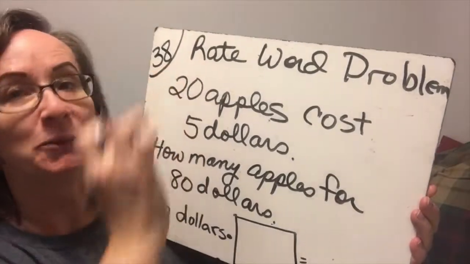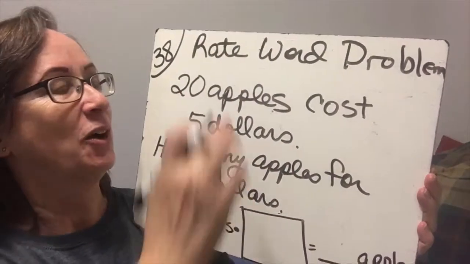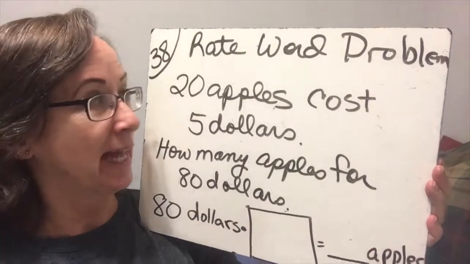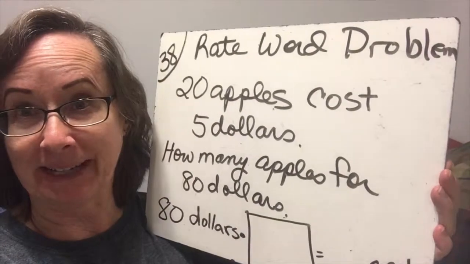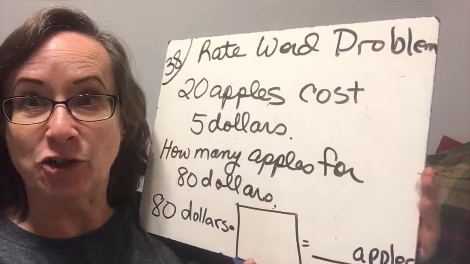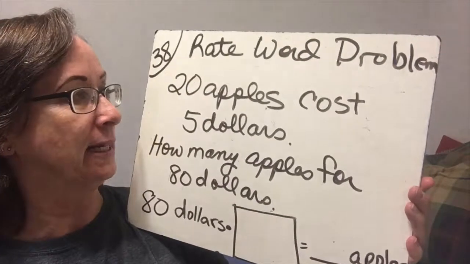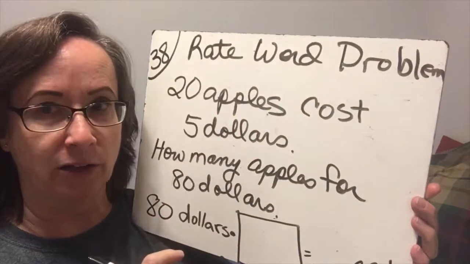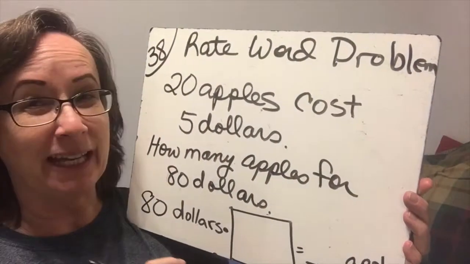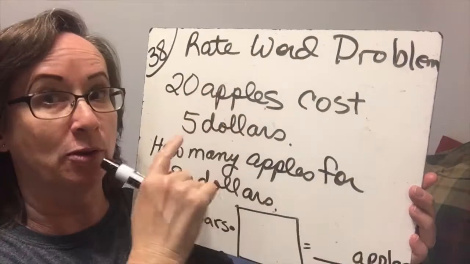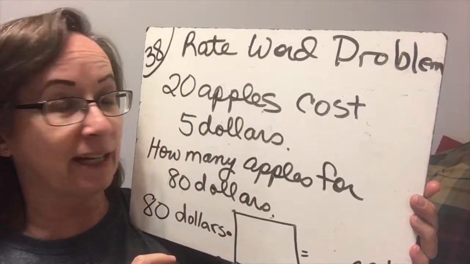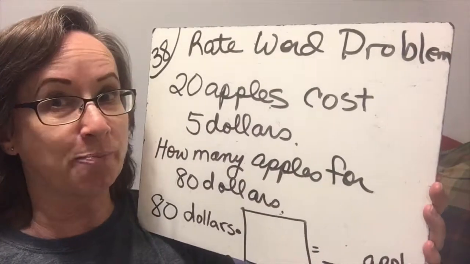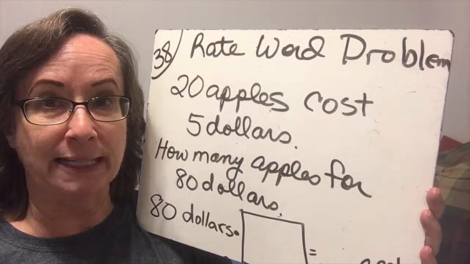And today we're doing lesson 38, rate word problems. And I love word problems. And I think rates are very interesting also because there's two ways that you can write a rate. So if I wanted to say that 20 apples cost $5, then I could either write 20 apples over $5, or I could write $5 over 20 apples. They are both correct rates.